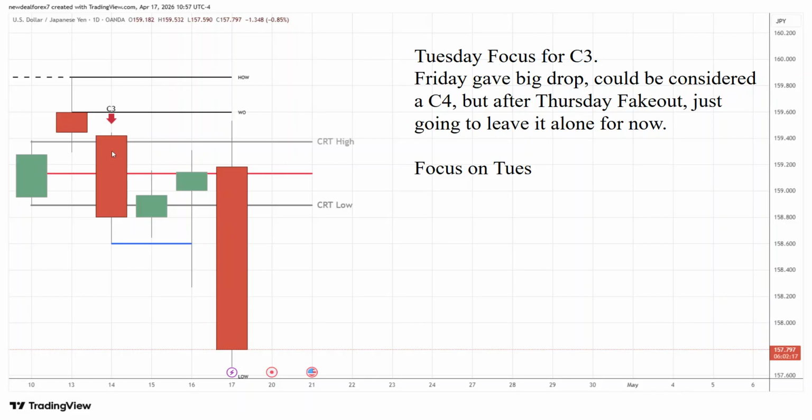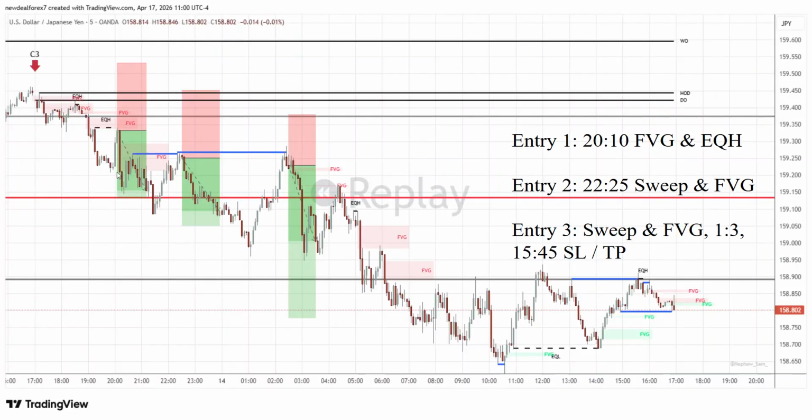1, 2, 3. We're going to keep it simple. So we're going to focus on Tuesday. So let's look at Tuesday's candle 3. First trade was at 2010 or 8:10 p.m. You had a fair value gap and equal highs right here. So that was good enough.